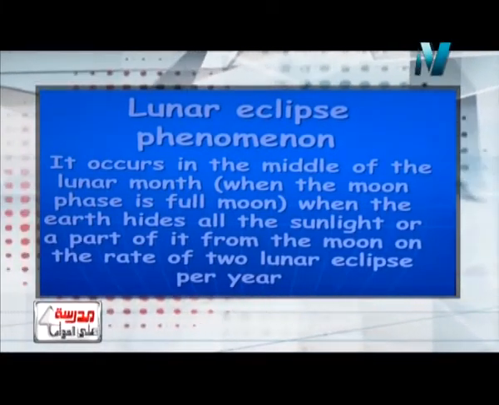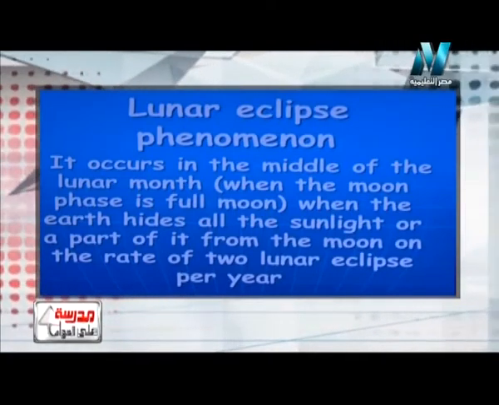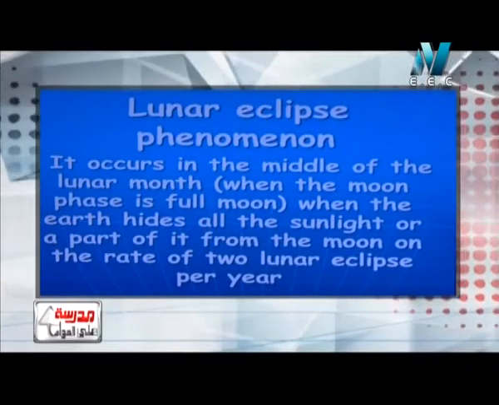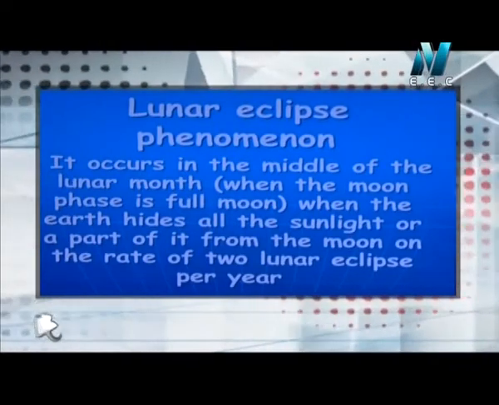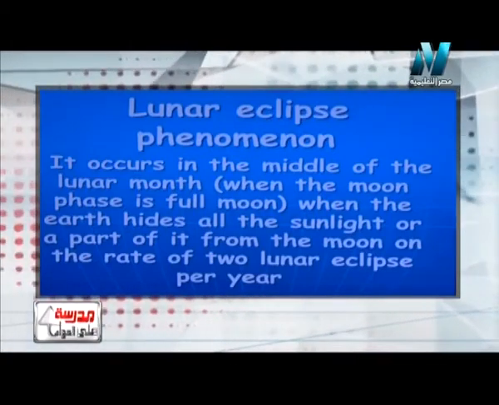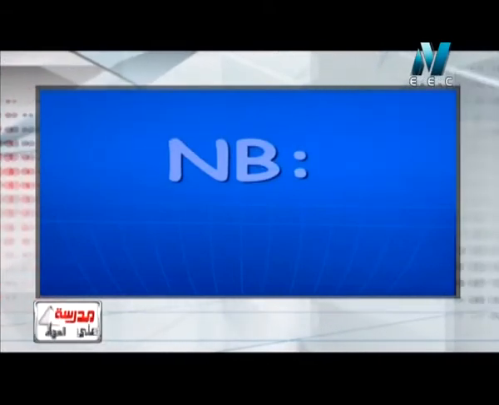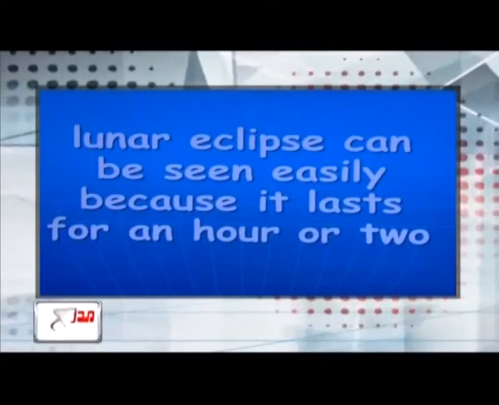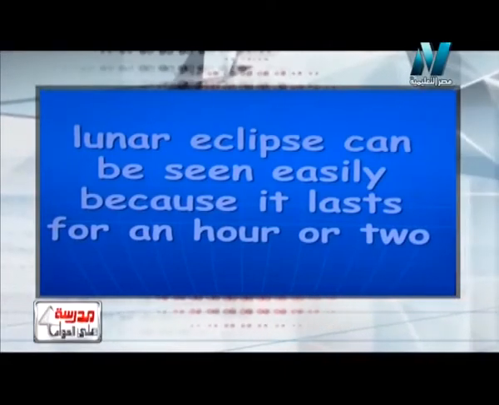So again, the lunar eclipse phenomenon occurs in the middle of lunar months when the moon phase is full moon, when the earth hides all the sunlight or a part of it from the moon at the rate of 2 lunar eclipses per year. Okay, so nota bene, very important nota bene, is that a lunar eclipse can be seen easily because it lasts for an hour or two.